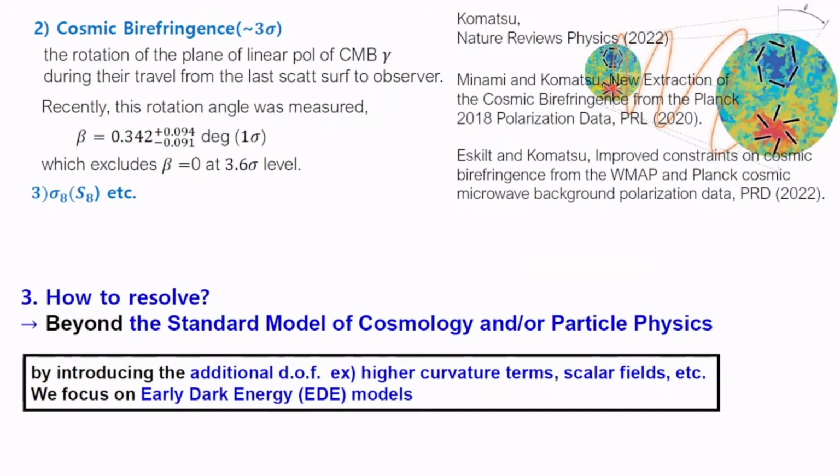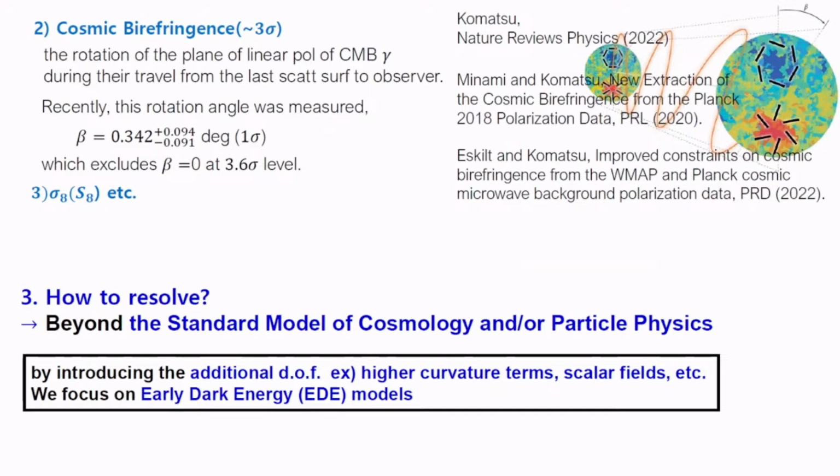The vacuum or a metal somehow makes the refractive index different, so the plane of polarization will be rotating. It's a rotation of the linear polarization plane, and that angle has been measured very recently. But the statistics are not really good, so we may say that there is some rotation.